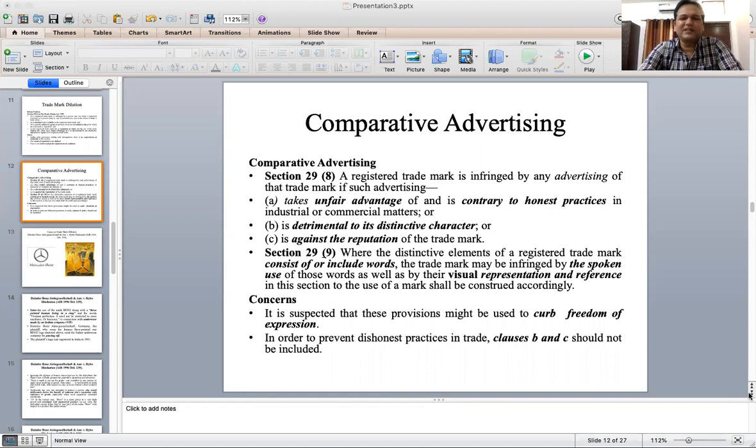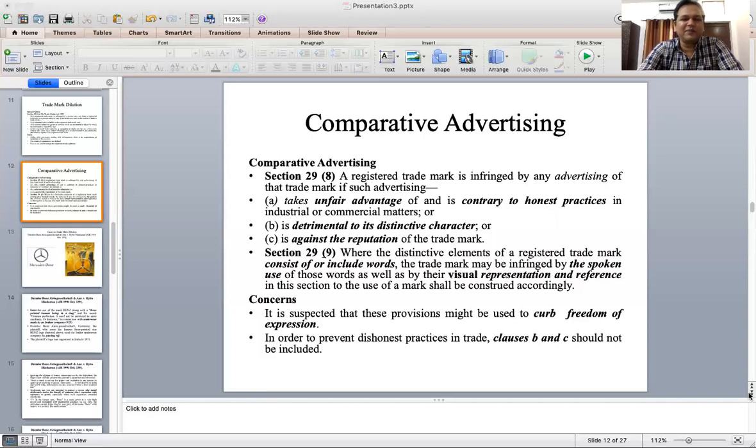So there are certain concerns which are being raised against this comparative advertising provision. Sometimes people get scared of this provision. If you need to elaborate your product, launch your product in a better manner, and try to advertise in a full-fledged manner, then you are a little hesitant because you may be caught because of all these three ingredients. So some people say there is a concern that these provisions might be used to curb freedom of expression.